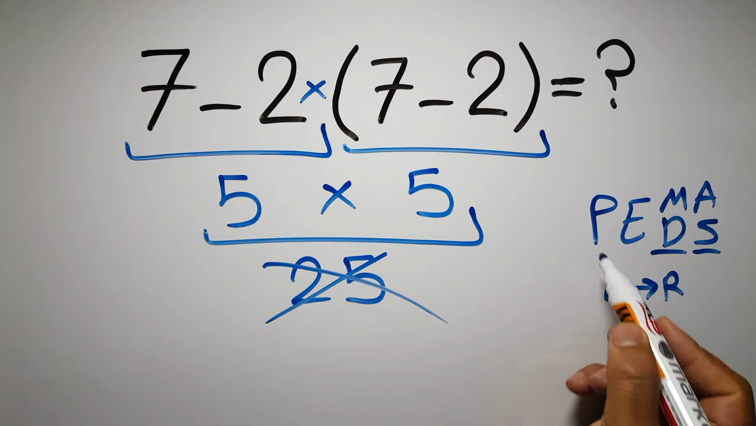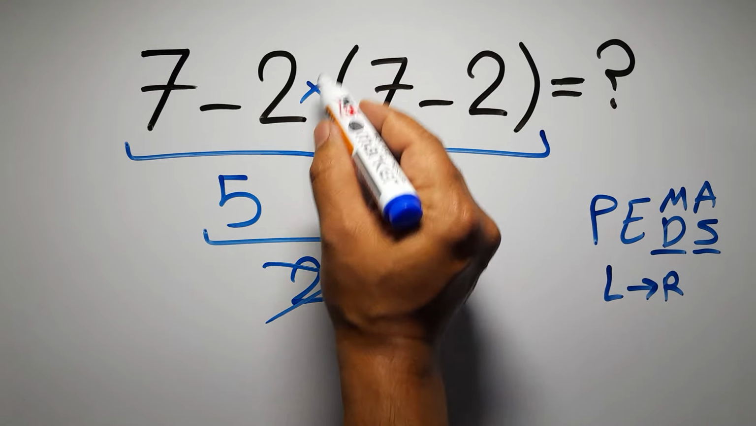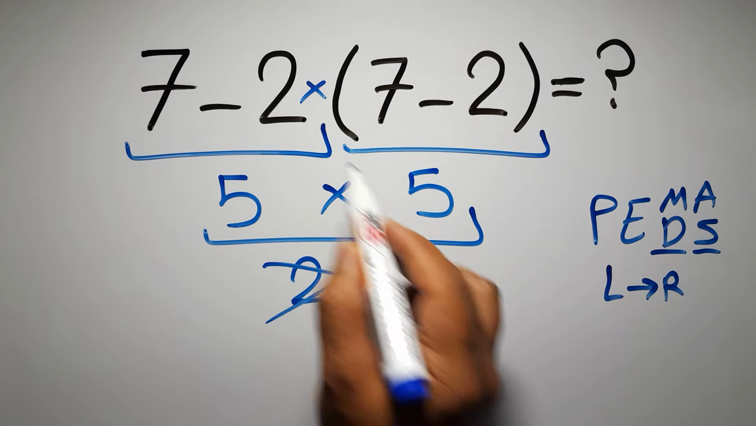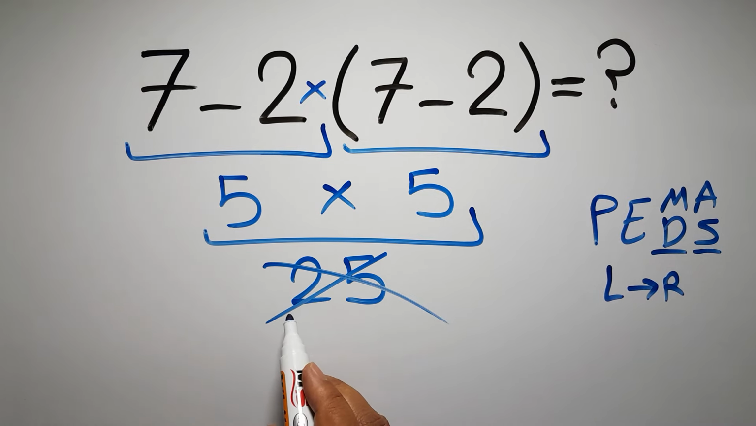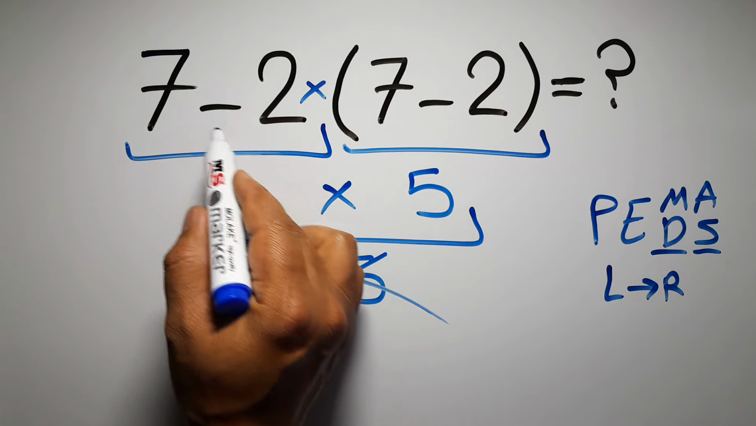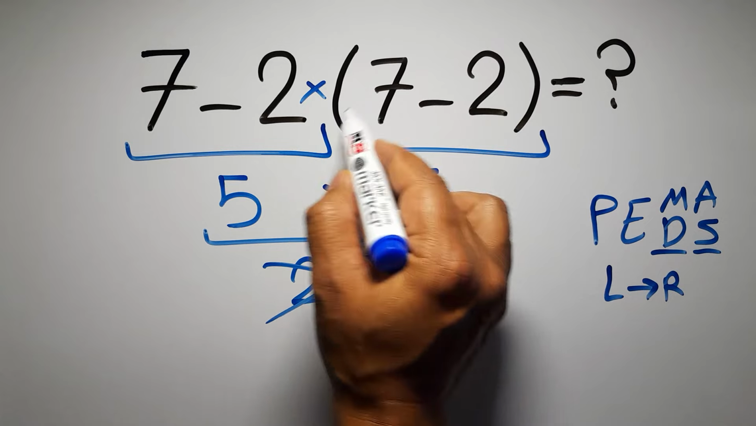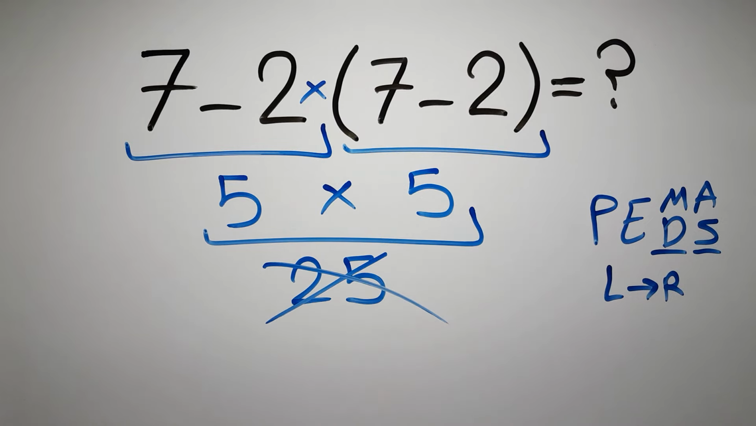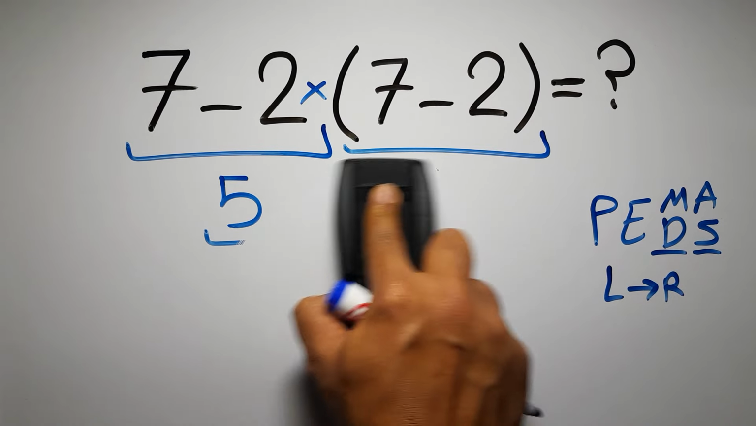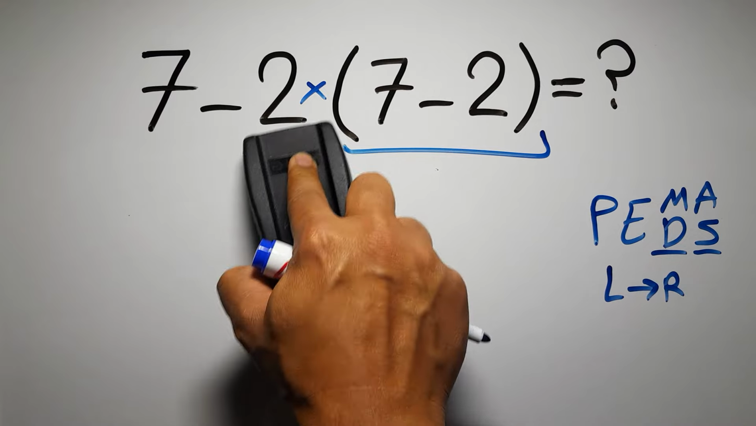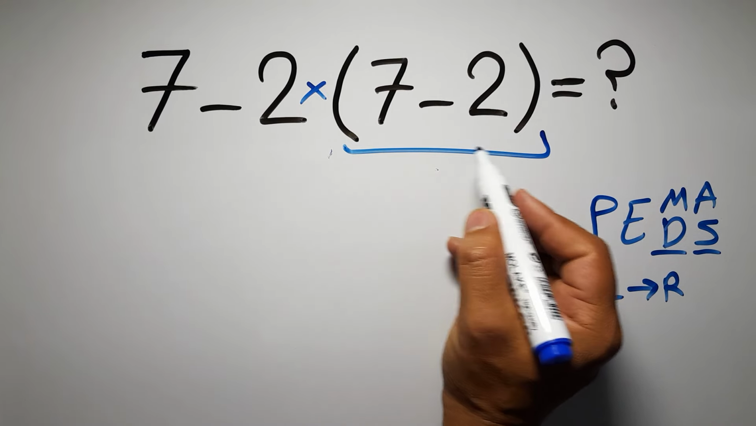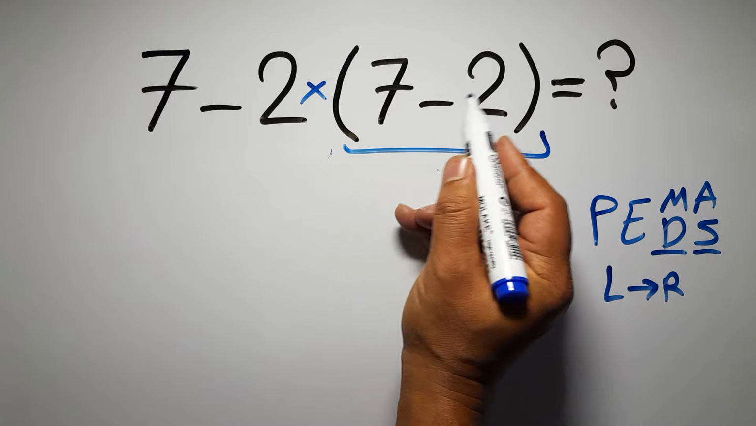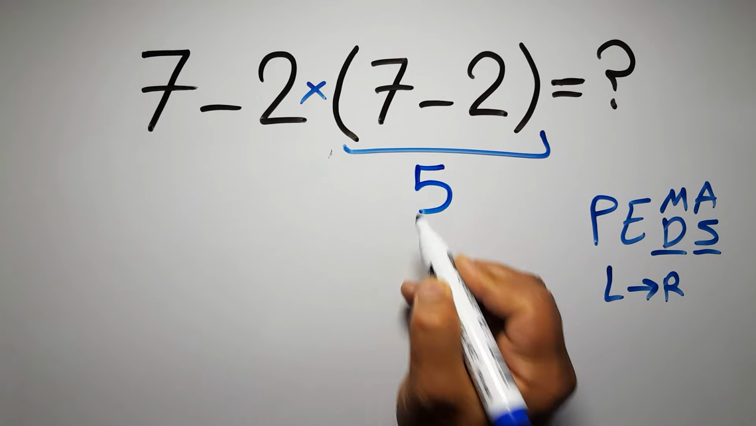Okay, so according to the PEMDAS, first we have to do this parenthesis, then this multiplication, and finally this subtraction. If we do this subtraction before this multiplication or this parenthesis, it is wrong. So first this parenthesis. Inside this parenthesis we have 7 minus 2, which equals 5.